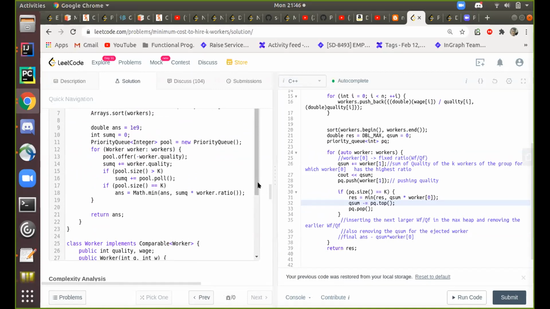Yeah, if you look at line 13, pool.offer of negative worker quality. They might be doing it to make it more efficient, because they actually remove something and add something in line 14, right? Because if you add a negative value, you are removing it, right? Something like that they're doing.